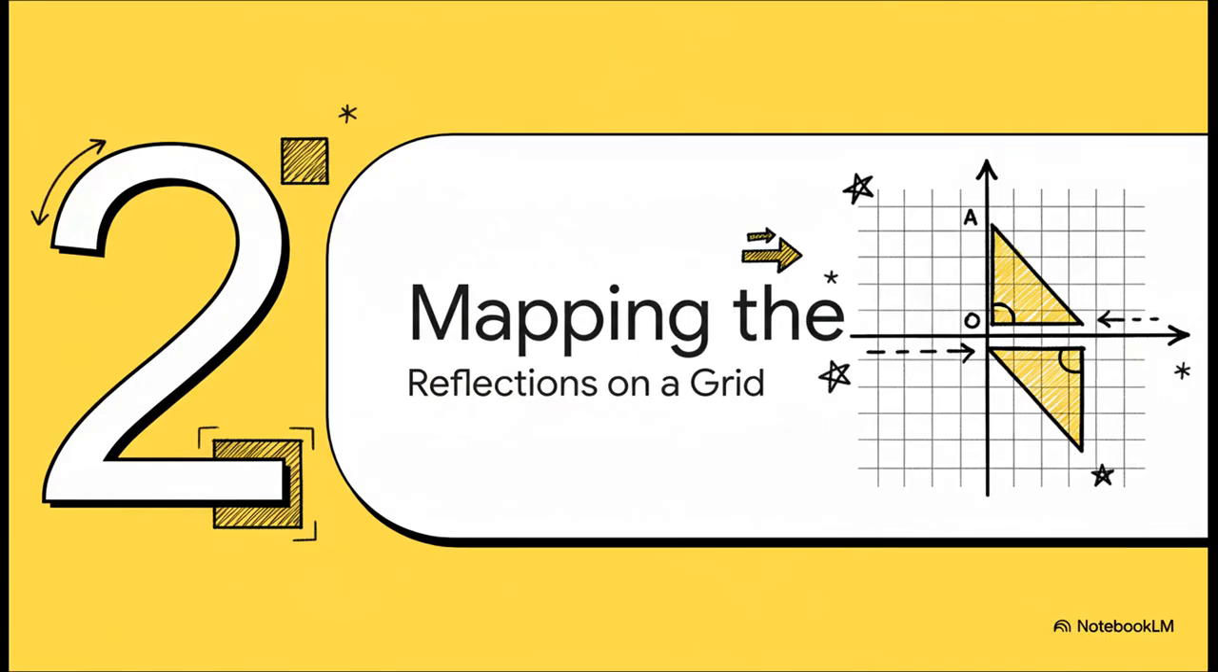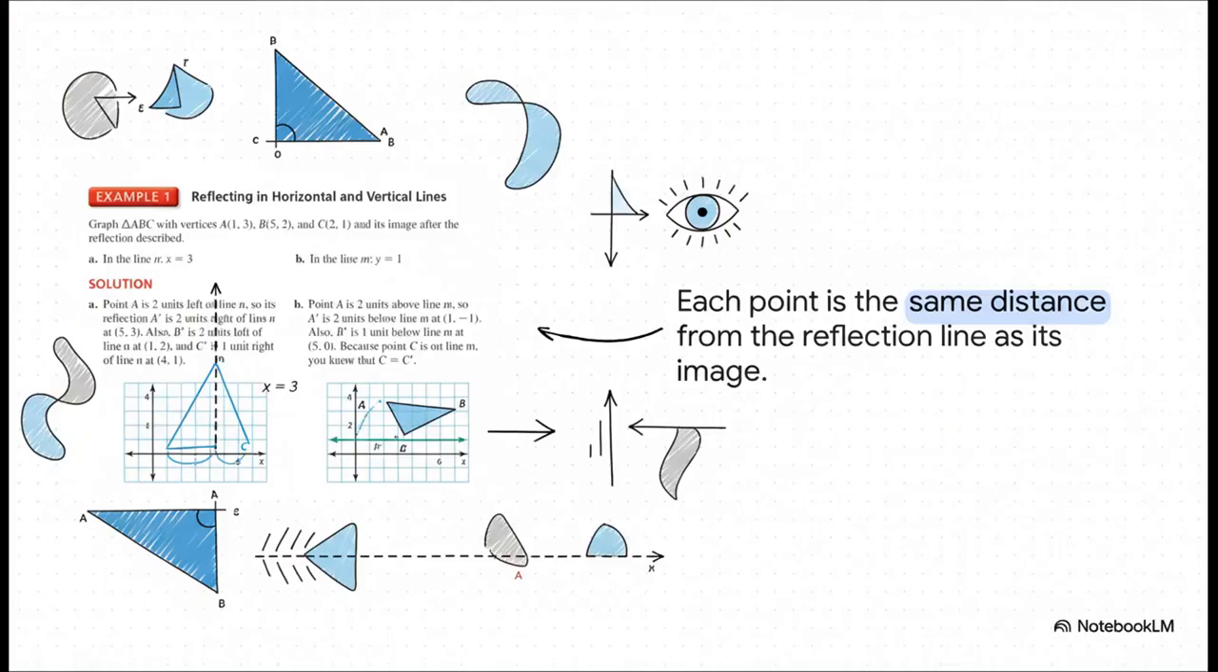So now that we know that rule, let's make it practical. How do we actually do a reflection on a coordinate grid? Let's figure out how to map the flip. Okay, so here we've got a blue triangle, and our line of reflection is that vertical line at x equals 3. Let's just take point A. If you count the squares, you can see it's 2 units to the left of the line, so its reflection, A', has to be exactly 2 units to the right. Same thing for B. Same thing for C. You just count how far each point is from the mirror, and then you go that same distance on the other side. Simple as that.